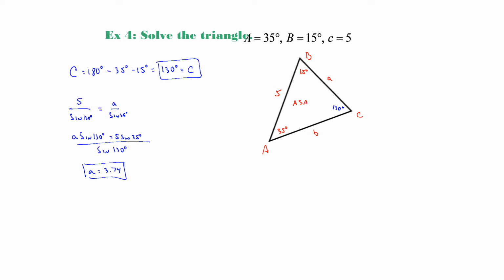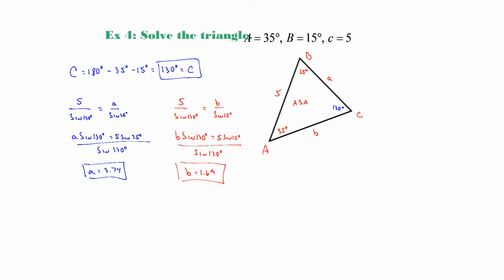And we can do exactly the same thing to find side B. We'll take 5 divided by sine of 130 degrees is equal to B over sine of 15 degrees. So then I cross multiplied and solved the rest of it, dividing by sine of 130 degrees, so B was equal to approximately 1.69. We found the remaining sides.